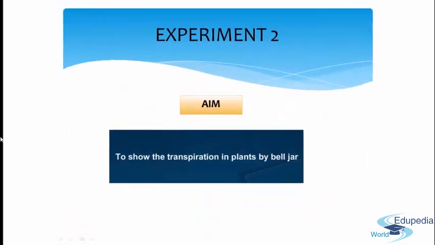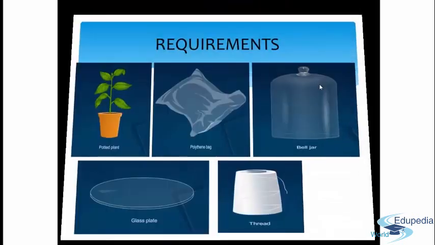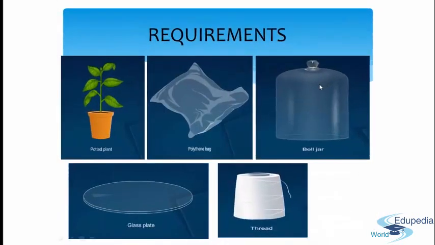Then we have another experiment which will show transpiration in plants by bell jar. What are the requirements in this experiment? We need a potted plant, a polythene bag, this bell jar, a glass plate, and thread.